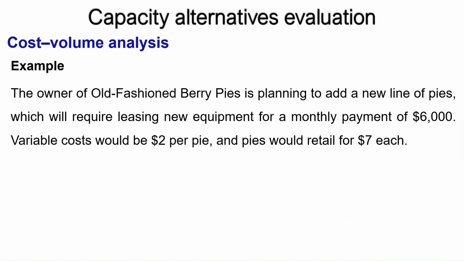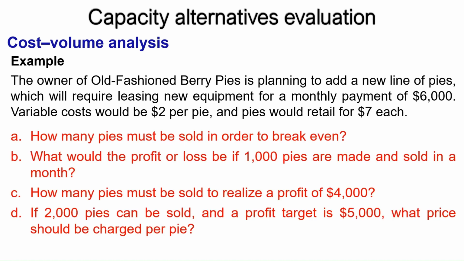Example: The owner of Old-Fashioned Berry Pies is planning to add a new line of pies, which will require leasing new equipment for a monthly payment of $6,000. Variable costs would be $2 per pie, and pies would retail for $7 each. Solve the following questions. A.